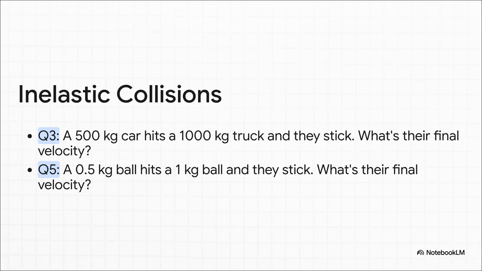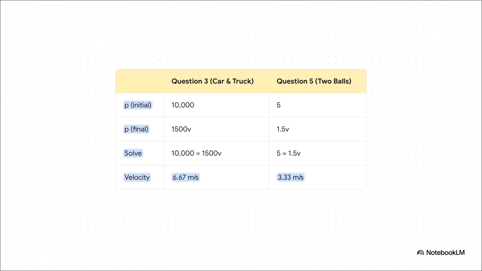But our golden rule, conservation of momentum, is still our guide. The logic is exactly the same for both of these problems. First, calculate the total momentum before the crash. Then, you set that equal to the final momentum, which is just the new combined mass multiplied by their final velocity. And it makes sense, right? Because that initial momentum is now being shared across way more mass, the final velocity has to be lower.